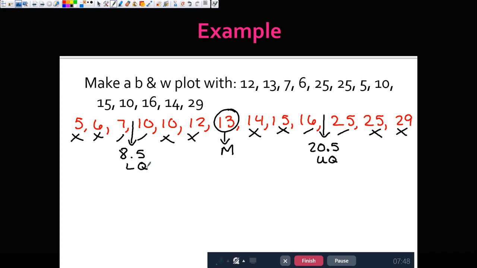Okay. Now we need to find our lower extreme and upper extreme. So 5 is my lowest number, so that's going to be my lower extreme. And 29 is my highest number, so that's going to be my upper extreme. Now that we have everything identified, we're going to create our box and whisker plot. So we need to draw a number line.